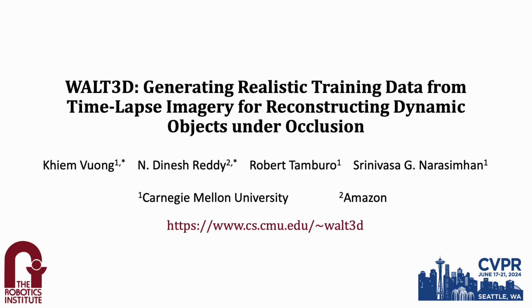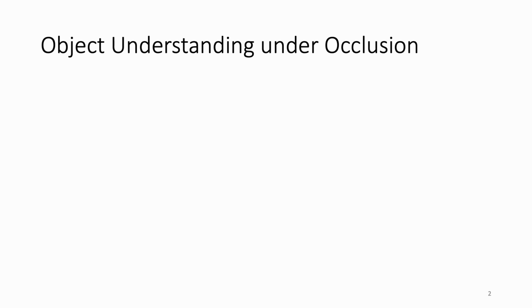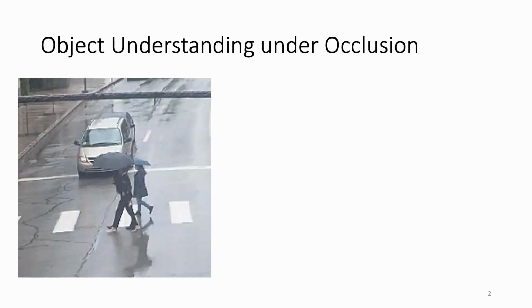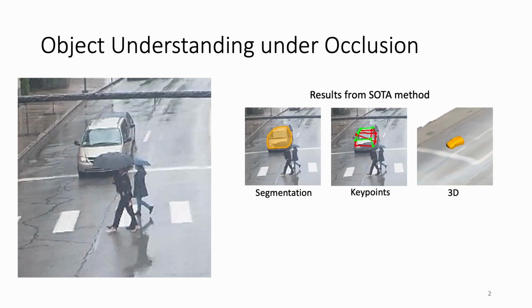We present our work on generating realistic training data from time-lapse imagery for reconstructing dynamic objects under occlusion. Occlusions are very common, but also very complex to handle. In this example, we've got a pedestrian in front of the first car, and there's also a car behind it. As we can see here, state-of-the-art methods only manage to reconstruct the car in front, both 2D and 3D.